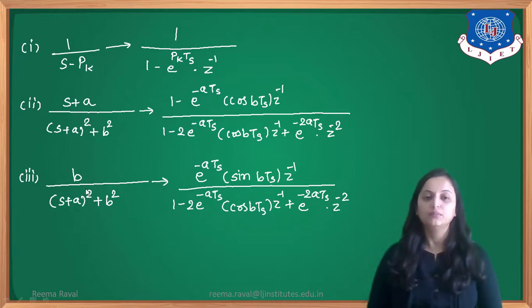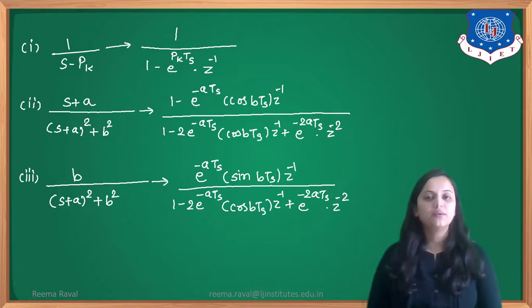The third case is that B upon S plus A square plus B square, where H of Z is obtained by this, where numerator is e raised to minus ATS into sin BTS into Z inverse divided by 1 minus 2 e raised to minus ATS into cos BTS Z inverse plus e raised to minus 2 ATS into Z raised to minus 2. You need to remember these three formulas so it will be easier for you to solve the given example. Here A and B are again constant values given in the H of S function.